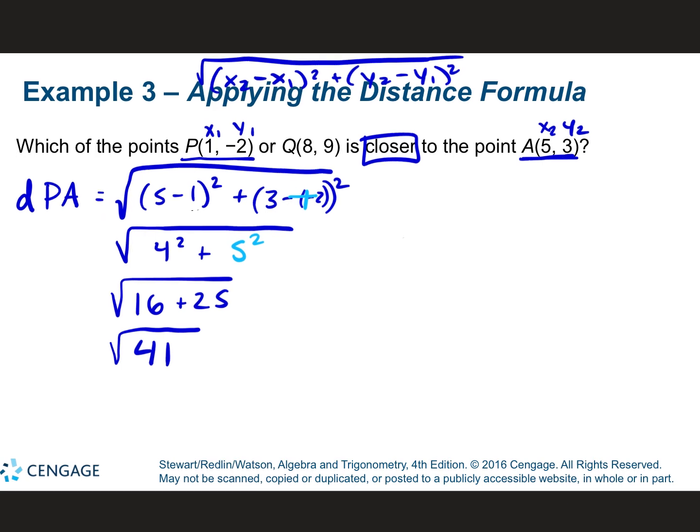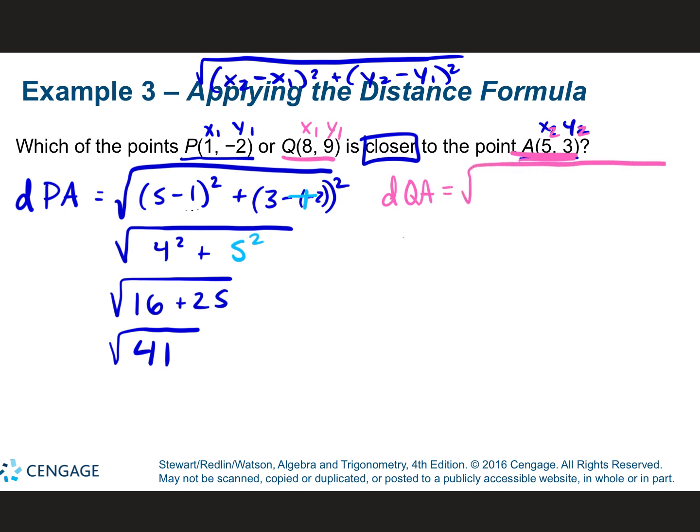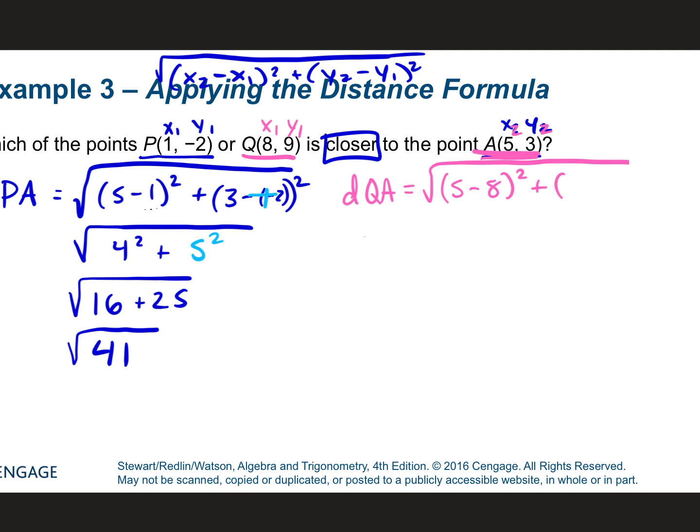So what would I need to do next? Find the distance between Q and A. So I'm going to call Q x1 and y1. And then A is going to be our x2 and y2 again. So we're going to plug that in. So we're finding the distance between Q and A. So x2 minus x1 would be 5 minus 8 squared, plus y2 minus y1 is 3 minus 9 squared.